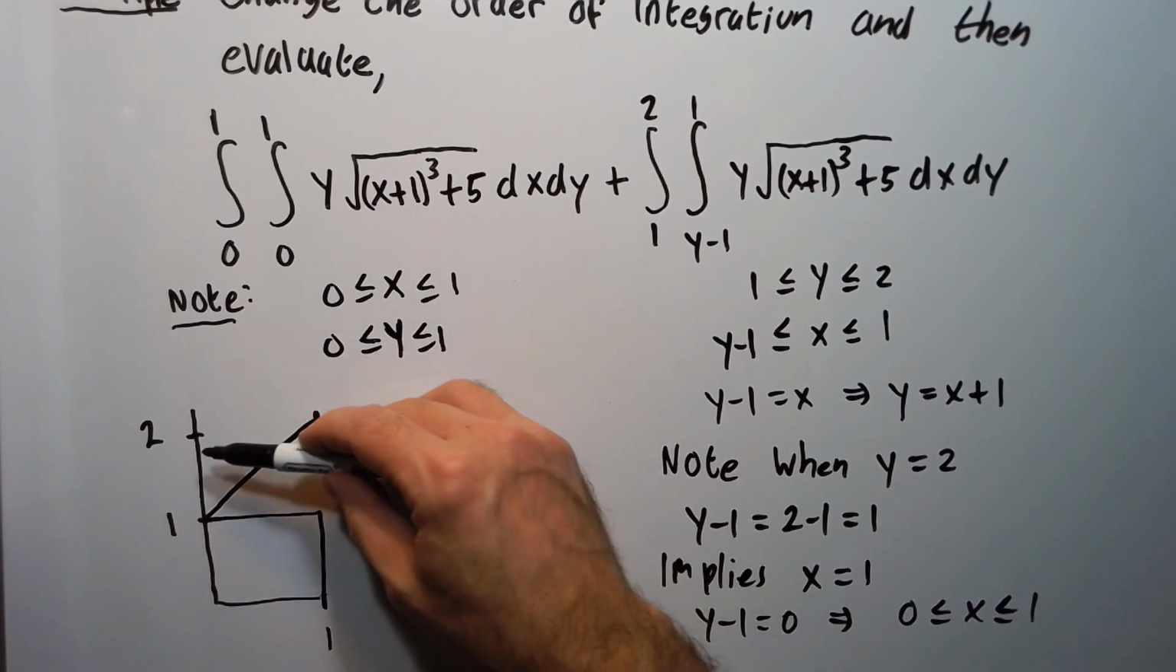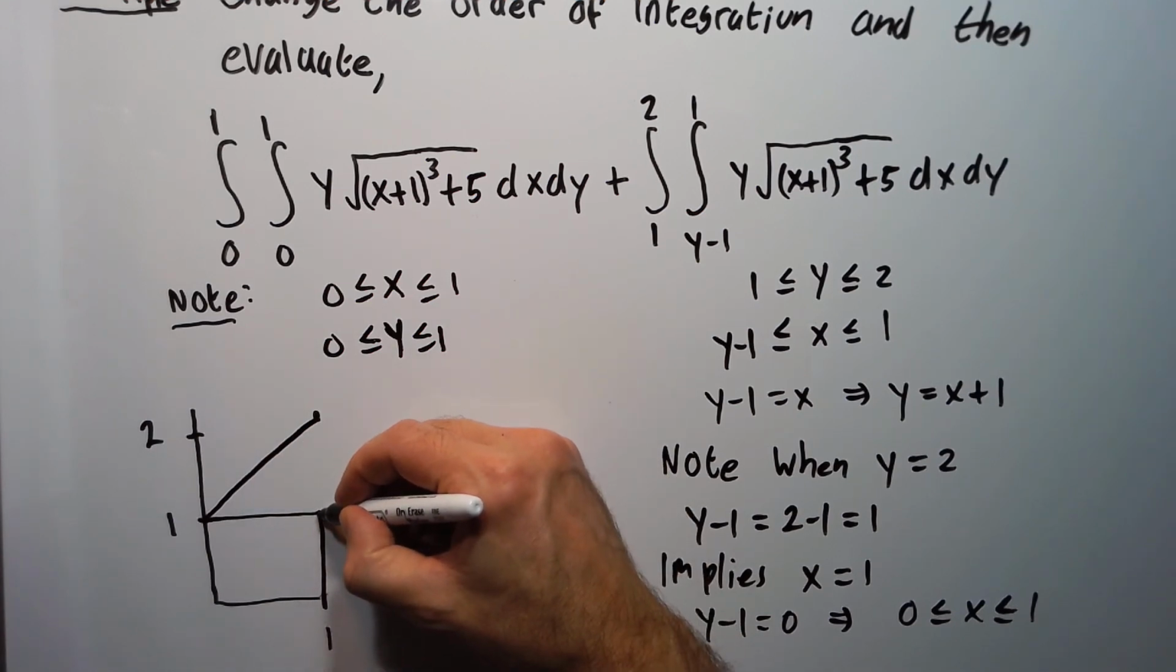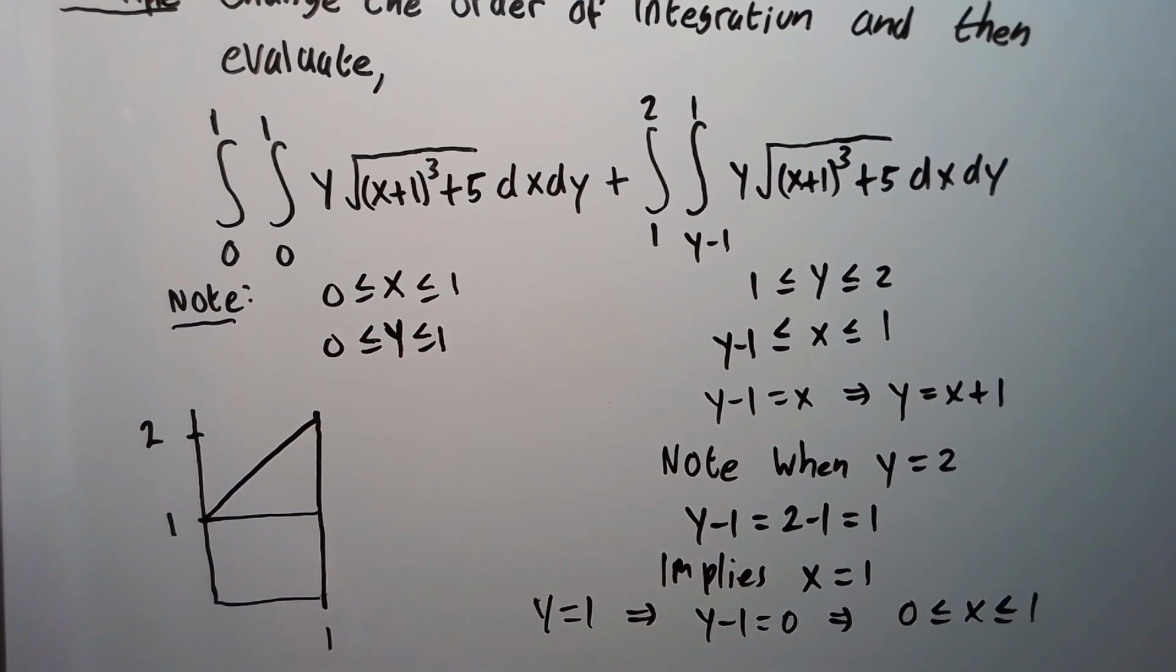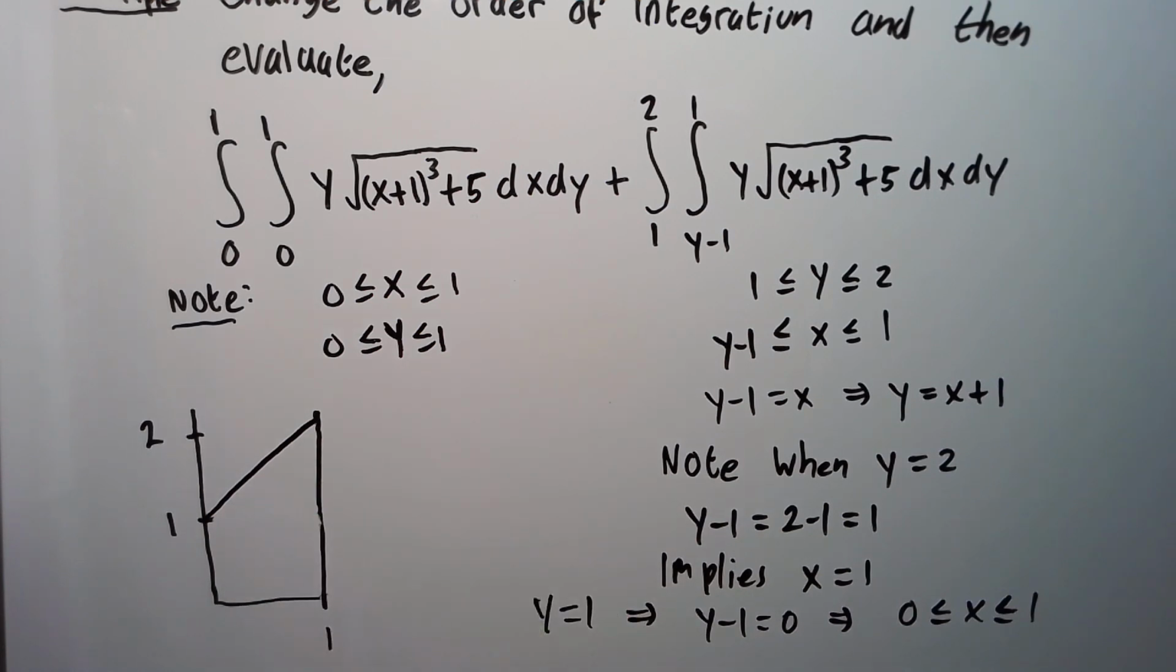To figure out whether it's on this side or this side, let's take a look here. I claim it's going to be on this side. Let me explain. When y is 1, we already established x goes from 0 to 1. And when y is 2, we mentioned that x has to be 1, so it's here. So it had to be in here then. This is our region that we're talking about. Okay, we're going to take this away now. So putting the two regions together, we get this.